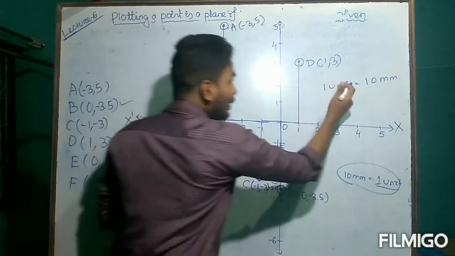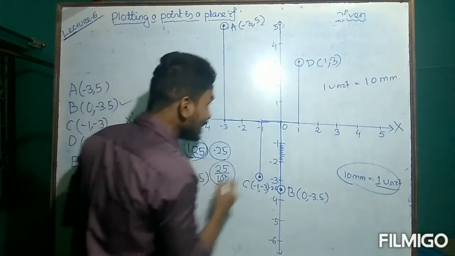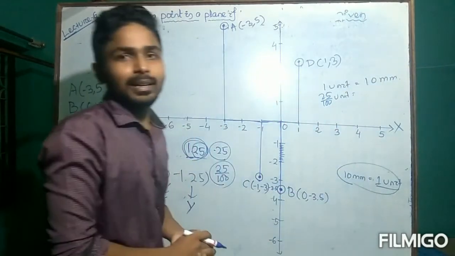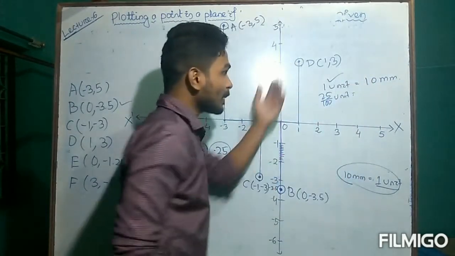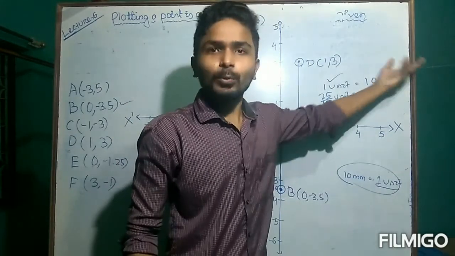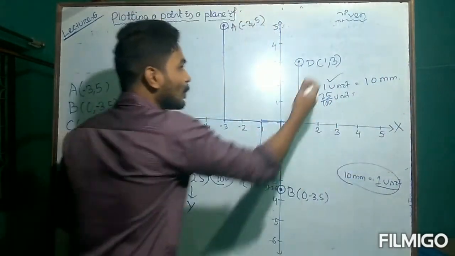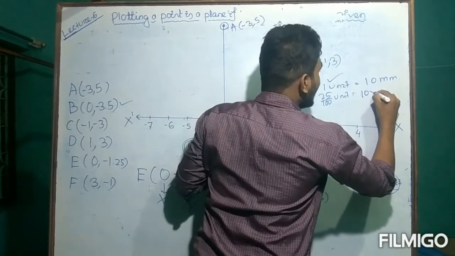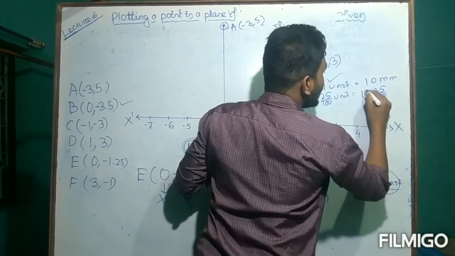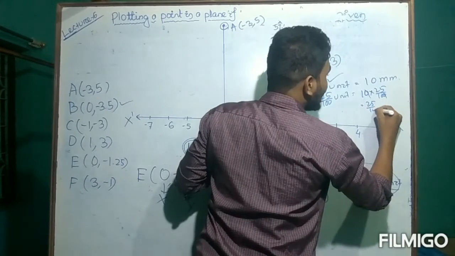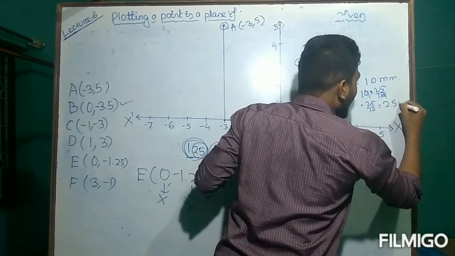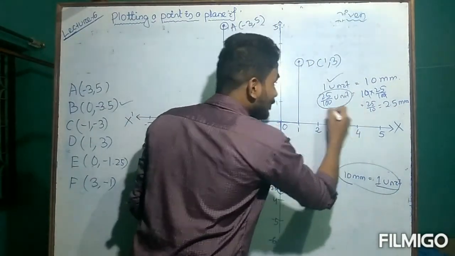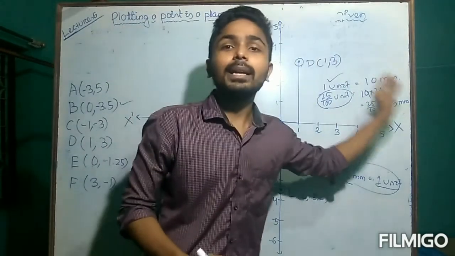So 1 unit is 10 millimeters, and we have to find 25 by 100 unit in millimeters. If 1 chocolate's price is 10 rupees, then 2 chocolates' price is 10 into 2, which is 20 rupees. Simply, 1 unit is 10 millimeters. So 25 by 100 units are 10 into 25 by 100. The 0s cancel, giving 25 by 10, that is 2.5 millimeters. So this is important: 25 by 100 units are 2.5 millimeters.